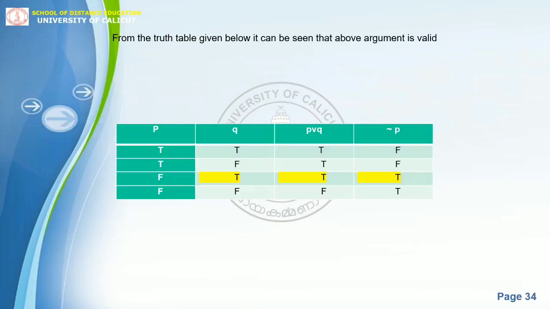So let us check the validity of the above argument using a truth table. Here P and Q are the statement variables. P or Q is the first premise, negation P is the second premise, and Q is the conclusion. We can check the premises and conclusion and look for any substitution instance with true premises and false conclusion. We have not found any such instance, so the above argument is valid.